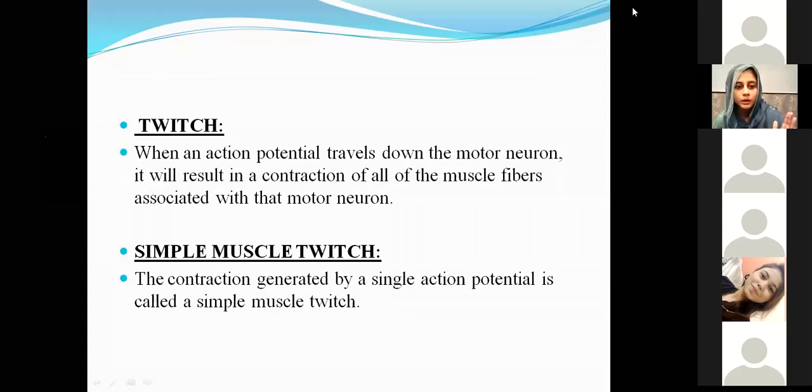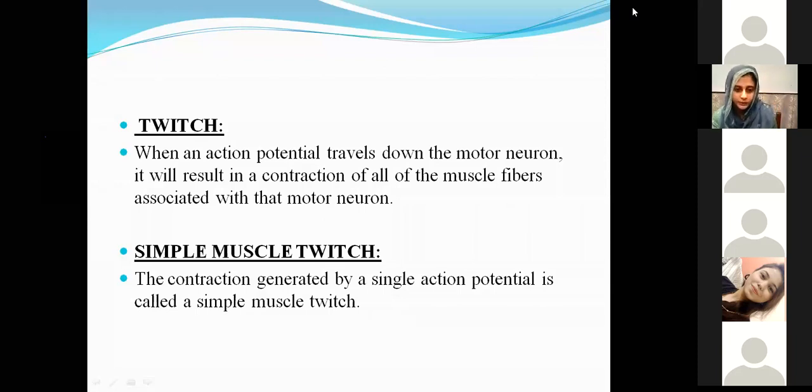Means when your action potential travels from the nerve to the muscle, there would be a brief or a long contraction. जो वो contraction हो रही है सारे muscle fibers की, we are calling that a twitch. तो वो single भी हो सकती है, multiple भी हो सकती है. So आज की जो practical है, that is about a single muscle twitch, जिसमें हम एक simple stimulus देंगे और एक single twitch होगी.